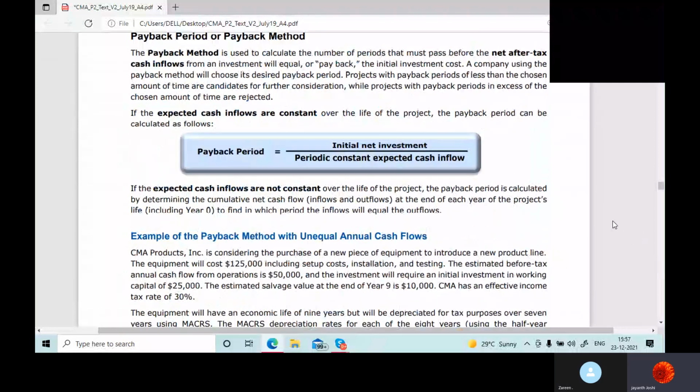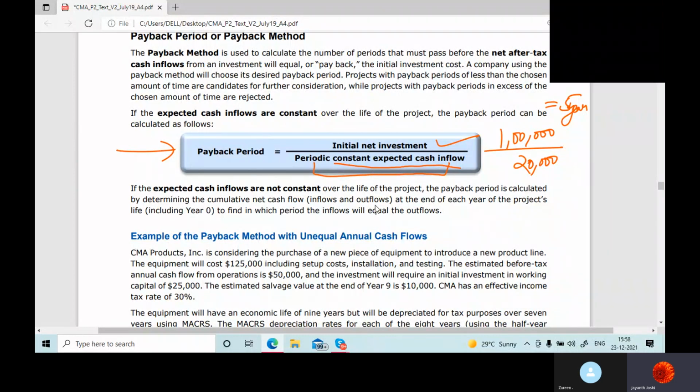So please write down the formula. Payback period is equal to initial investment divided by periodic constant expected cash flow. For example, if 1 lakh is what you have invested and you are getting a cash inflow of 20,000 every year, how many years does it take to recover your entire 1 lakh? 5 years.